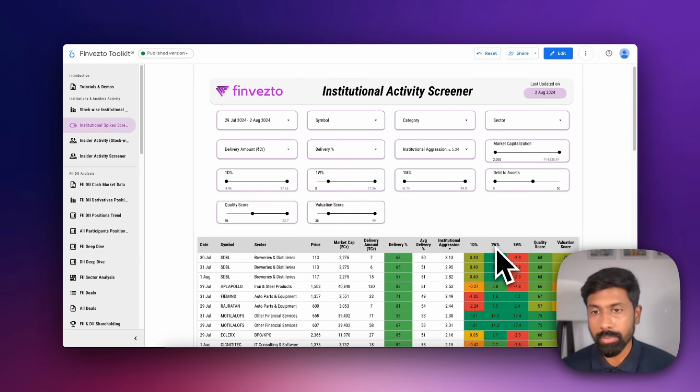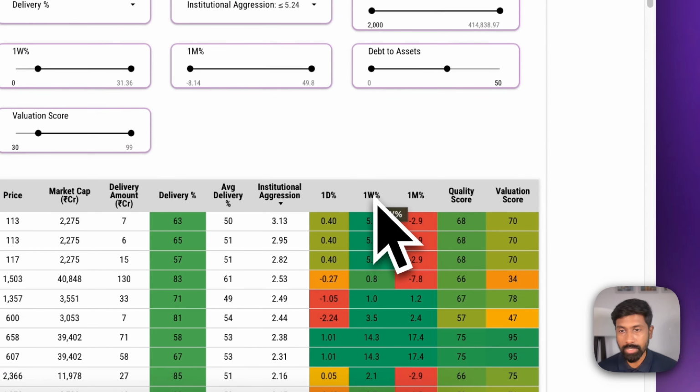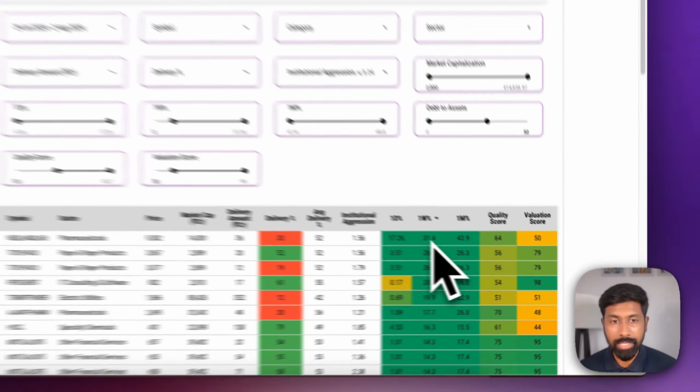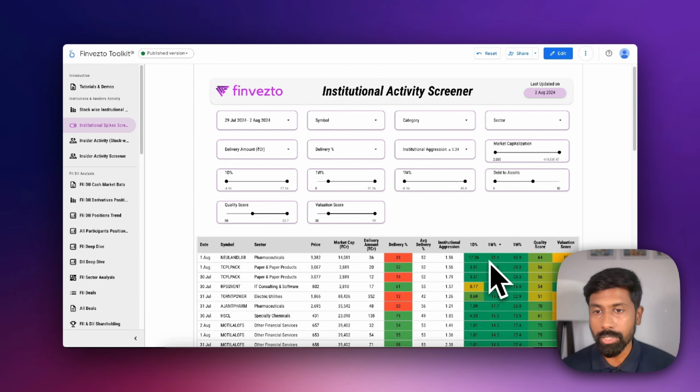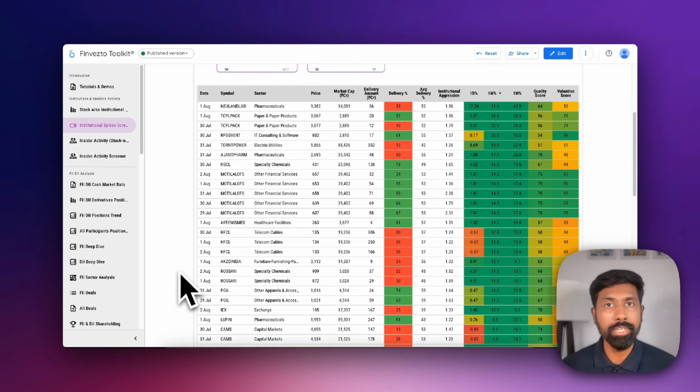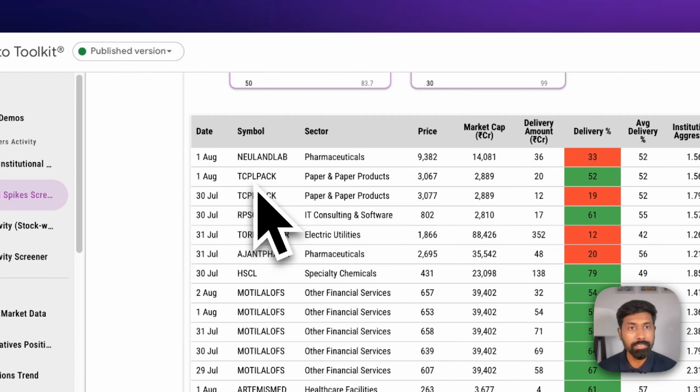Let me sort basis the weekly change. You just have to click on 1 week and it will sort it from high to low. So you can see that Newland Laboratories has shot up by 31%, TCPL Packaging has shot up by 26%, and so on. Let me tell you how to read this particular list. You can see here TCPL Packaging has witnessed institutional activity not just on 1st August but also on 30th July. On these 2 days, TCPL Packaging has witnessed institutional activity.